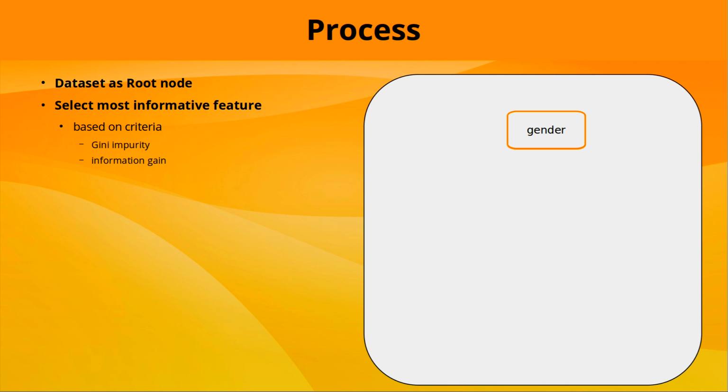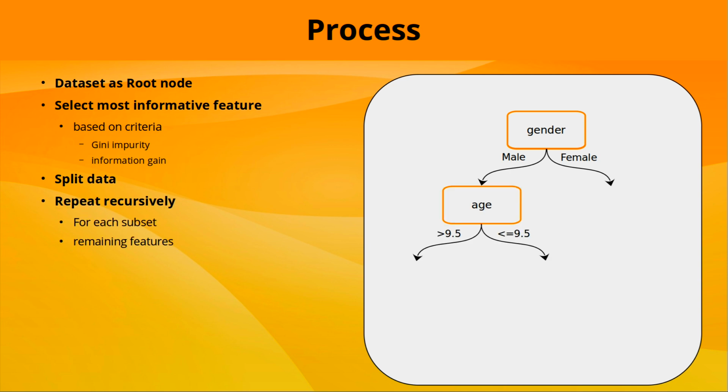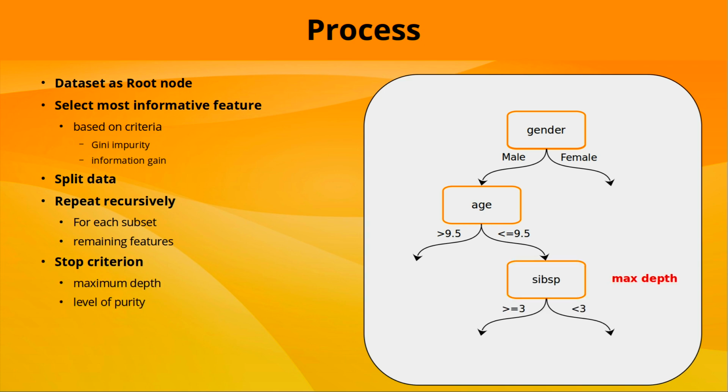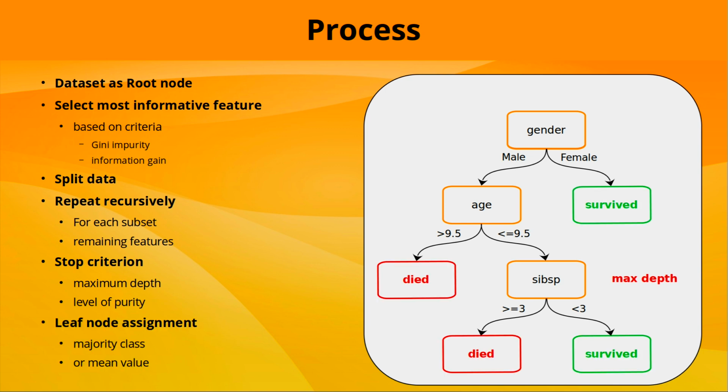within subsets of data. Split the dataset into subsets based on the possible values of the selected feature, creating internal nodes and branches. Repeat the feature selection and splitting process for each subset, considering only the remaining features that have not been used yet. Continue recursively splitting the subsets until a stopping criterion is met, such as reaching a maximum depth or achieving a specific level of purity. Assign the majority class or the mean value of the target variable to each leaf node.